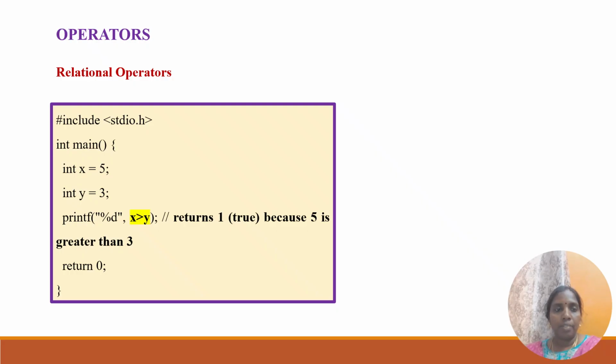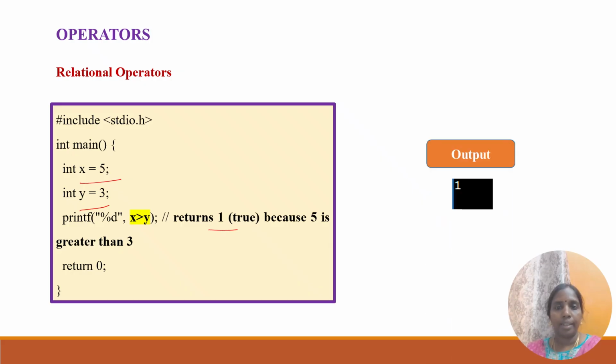In this case, the value of x is equal to 5 and y equal to 3. So here the x value is 5 and y value is 3. So it returns the value as 1, since 5 is greater than 3, the output is 1.